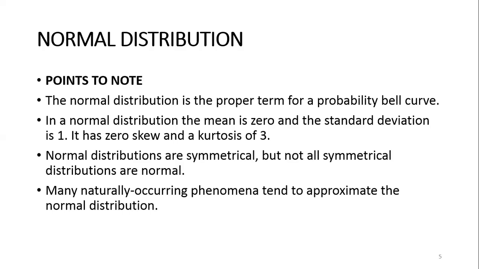In a standard normal distribution, the mean is 0 and the standard deviation is 1. It has 0 skewness and a kurtosis of 3. Normal distributions are symmetrical, but not all symmetrical distributions are normal. Many naturally occurring phenomena tend to be close to the normal distribution.